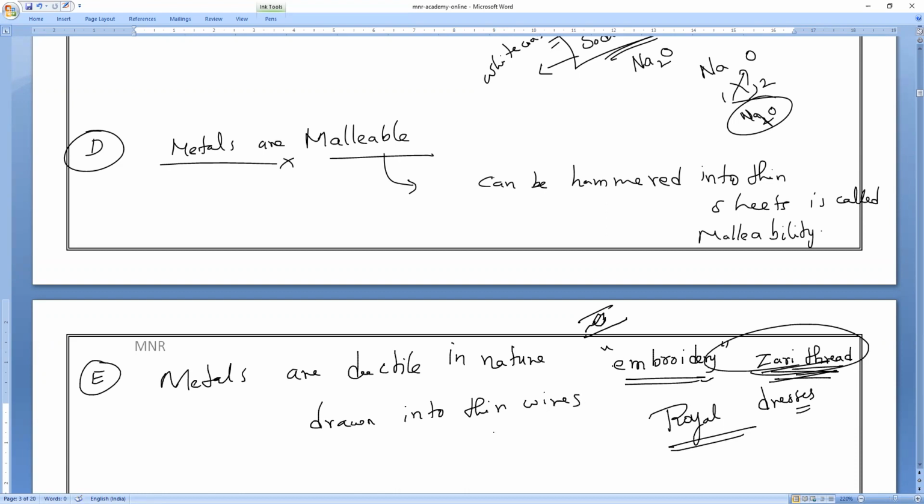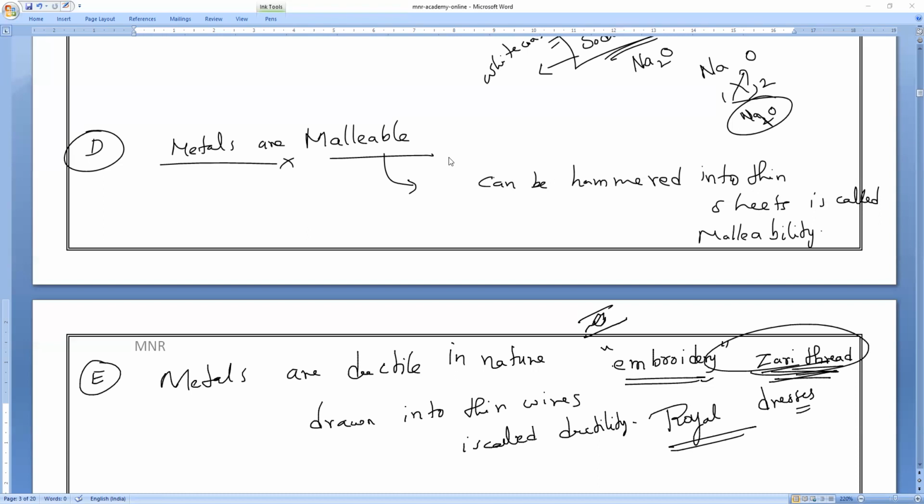So that is what is called ductility. How thin can we draw it? You remember, of course, all the metals are not equal. Most of the metals are ductile, but the ductility of all metals is not the same. In the same way, with malleability also, the majority of the metals are malleable, but all the metals do not have the same malleability.